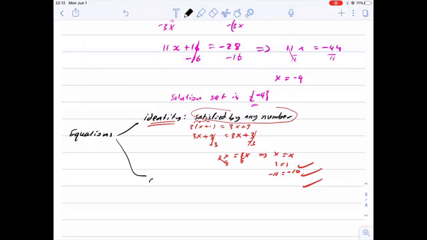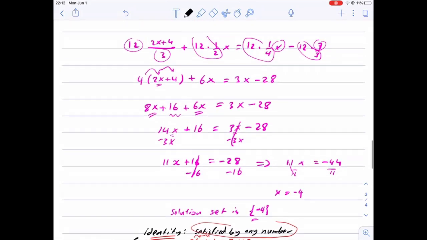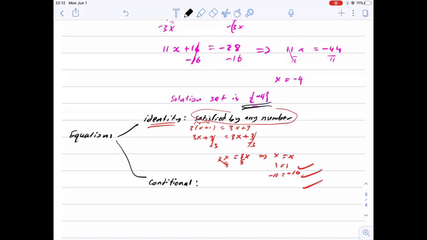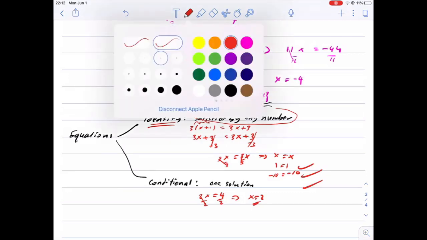The second type is called conditional. Conditional means we get one solution. As we've seen in all the previous examples, we got one solution, and that means we have a conditional equation. For example, 2x equals 4. In order to solve this, we divide both sides by 2. We get x equals 2. So we got a solution, and that's called a conditional equation.